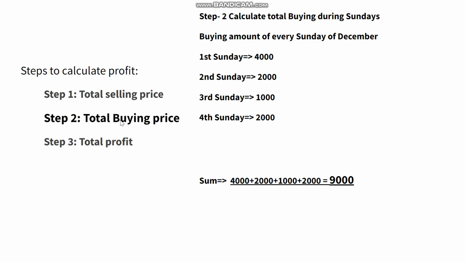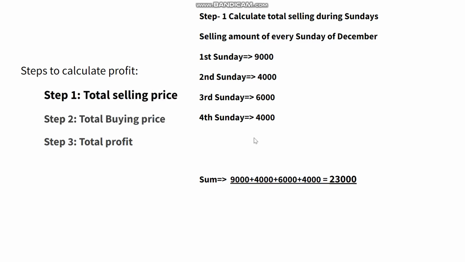Step number 2, total buying price. Again, the same procedure. Again, we just need to sum this, and then the total is 9,000. The data showing is the data of total buying price during those Sundays.